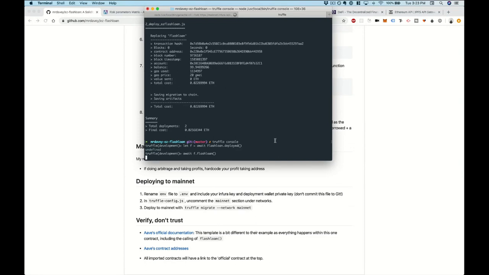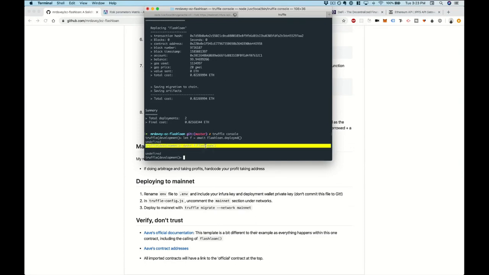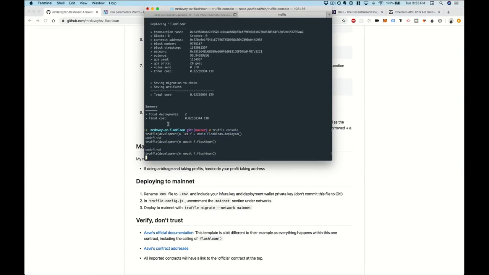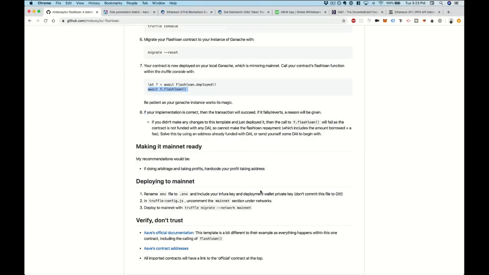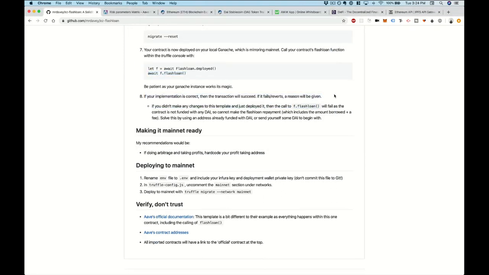All right, so I'm going to give you a heads up, it's not going to work. Actually, let's see here. Yeah, actually, it didn't bomb. Let's try it again. Might bomb this time. Yeah, it bombed. Okay, so that's okay. It even tells us that in the instructions. So basically, if your implementation is correct, it'll succeed. If not, basically, if you didn't make any changes to the project when you deployed it, and you call that, it's going to fail. So why is that?